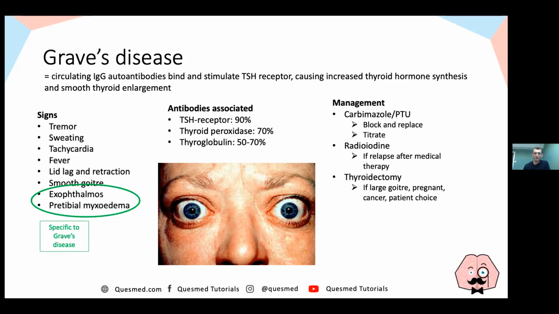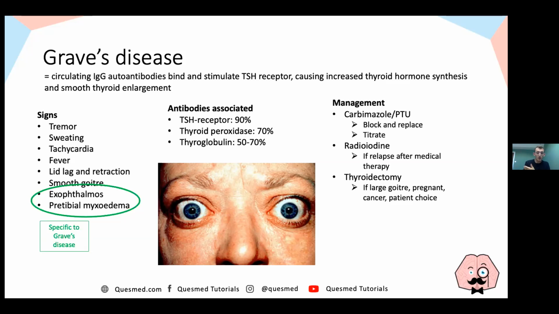In patients with Graves' disease, the management is similar to thyroid storm. We want to start carbimazole or PTU, a thionamide, quite quickly. That's your first line of management. You can either titrate the dose up slowly until you see the thyroid hormone level come back into the normal range, or you can do block and replace, where you completely block with carbimazole or PTU, give them a big dose, and then give them replacement with levothyroxine.